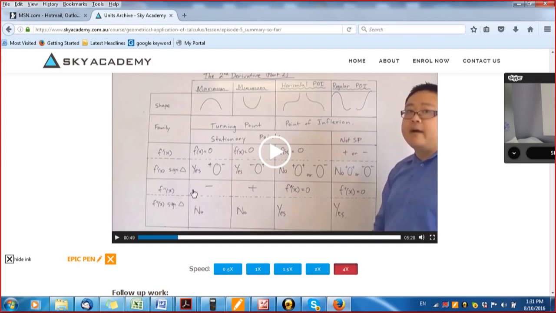For the second derivative, which measures what? What's the second derivative measure? Concavity. For a maximum, it's negative. For a minimum, it's positive. For points of inflection, the second derivative will equal 0, but that's not the only thing.